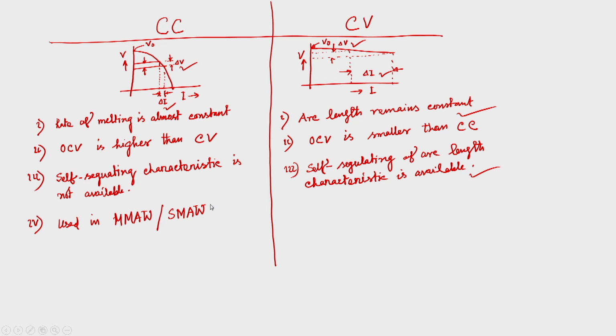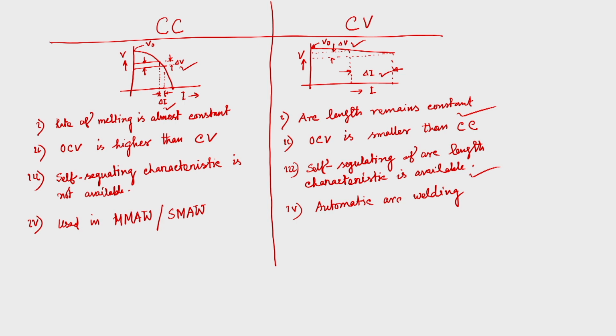SMAW is generally a manual welding process, whereas constant voltage is generally used in automatic arc welding processes. The constant voltage power source characteristic is more applicable there.